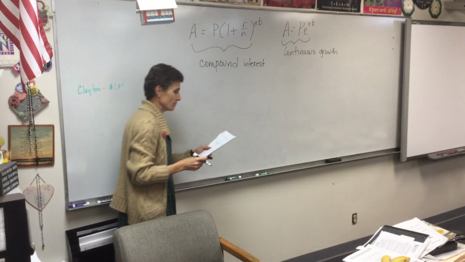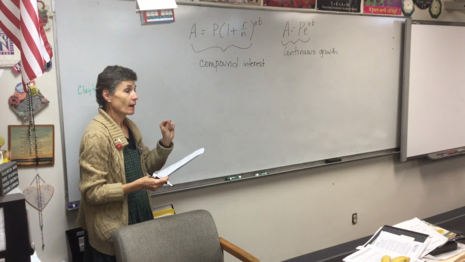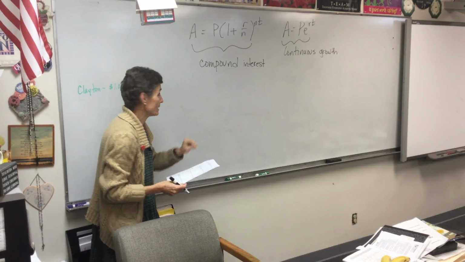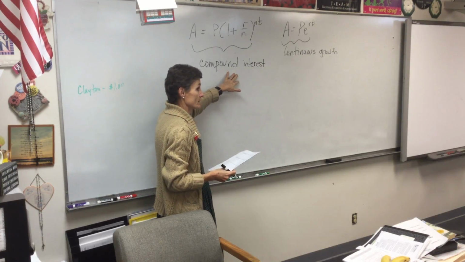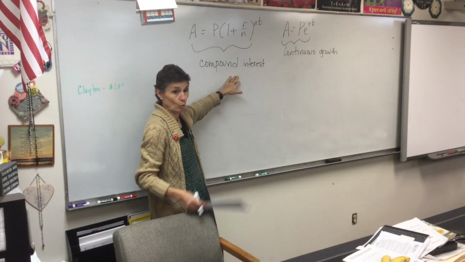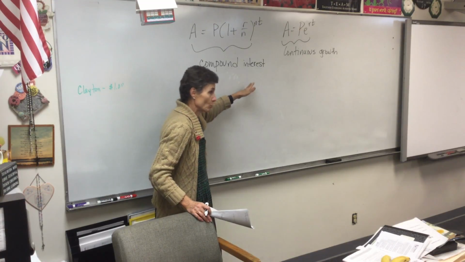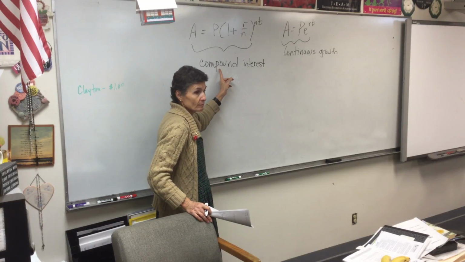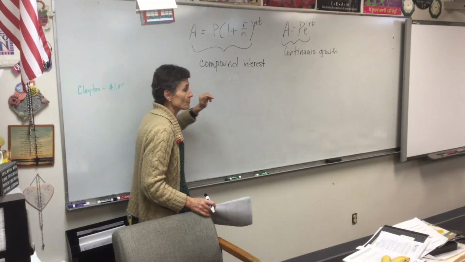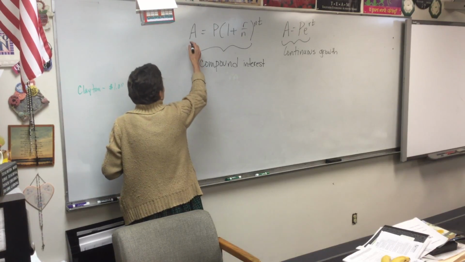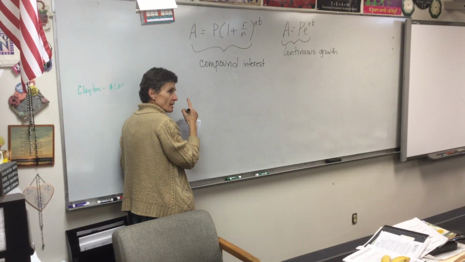So since the problem says interest compounded quarterly, I'm going to use my compound interest. Interest compounded quarterly. Does that make sense to you? The word compounded quarterly is kind of a clue. Compound. Alrighty, now here we go. In the formula, did you use this formula last year too? Okay, do you remember what everything means?